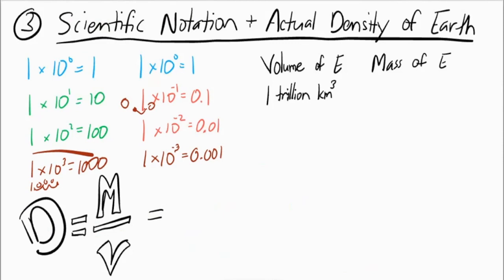Just understanding scientific notation, because we're talking about volume of the Earth, and that's 1 trillion cubic kilometers. What's 1 trillion? 1 followed by 1, 2, 3, 4, 5, 6, 7, 8, 9, 10, 11, 12 zeros. There's an easier way to deal with this math, and that's just doing 1.0 times 10 to the 12 cubic kilometers. That's the volume of the Earth.